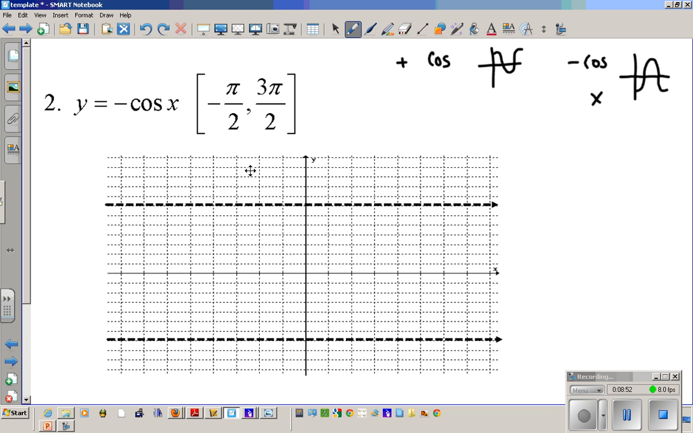What is the number for max and min? There's a 1 in front here, so we're going to put a 1 on the top, and then a negative 1 for the min. Okay, max and min, this is your center, 0. Alright, how do we calibrate?